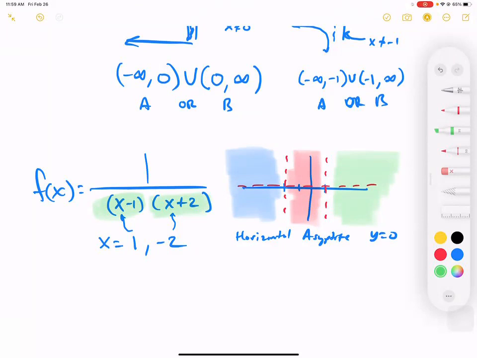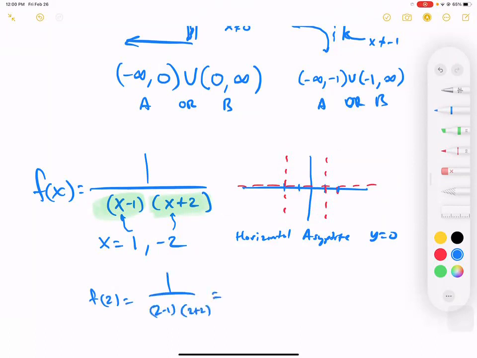Now, how do I figure out how to graph? Am I going to be on top or on bottom? And the way we do that is just by plugging values in. So on the right side, pick a number bigger than 1. Remember, 1 is my last vertical asymptote on the right. Pick a number like 2. So we plug 2 into the problem. F of 2 is equal to 1 over (2 minus 1)(2 plus 2). Yes, you're going to do a little bit of math here, but 2 minus 1 is 1, so 1 over 4.